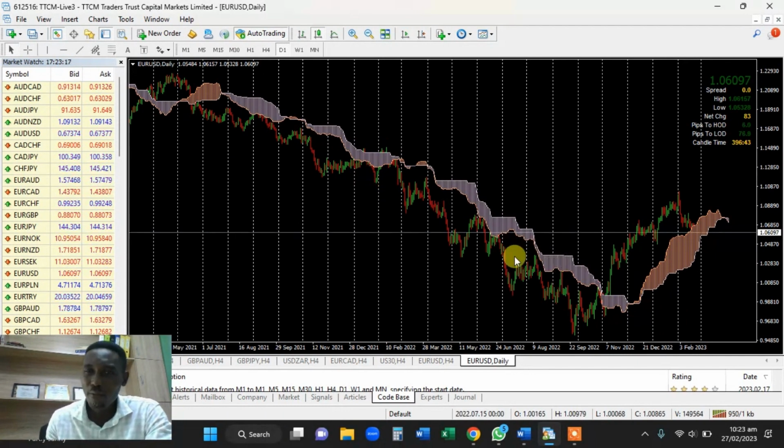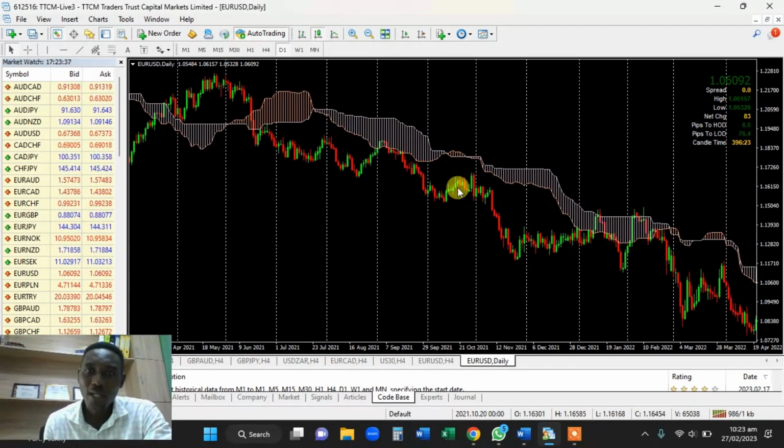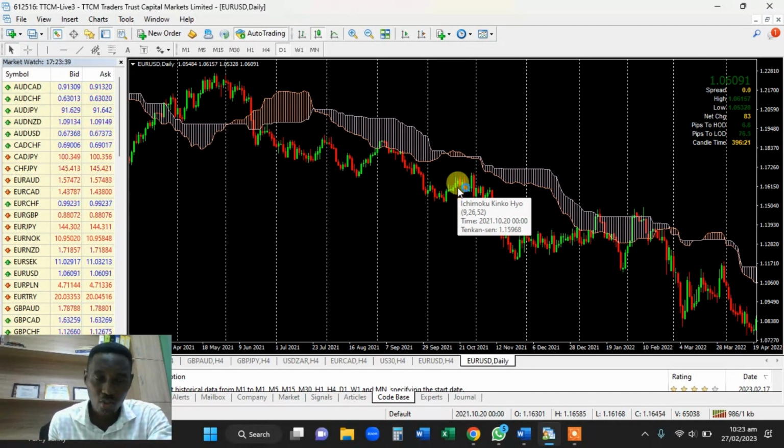It's been like that. So for example, if you're a trader and you're using this tool, you can literally be selling and selling. There's no need to buy because the trend is your friend, as they always say, till it changes direction. So you need to be following the trend as a trader. So when we are below the cloud, we are only looking for sell opportunities.